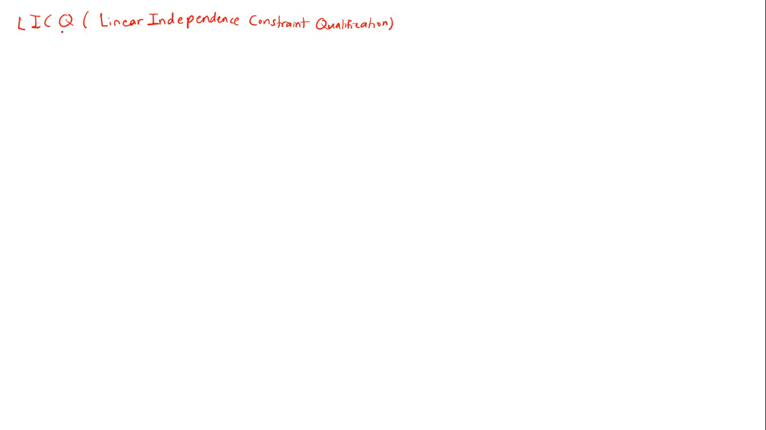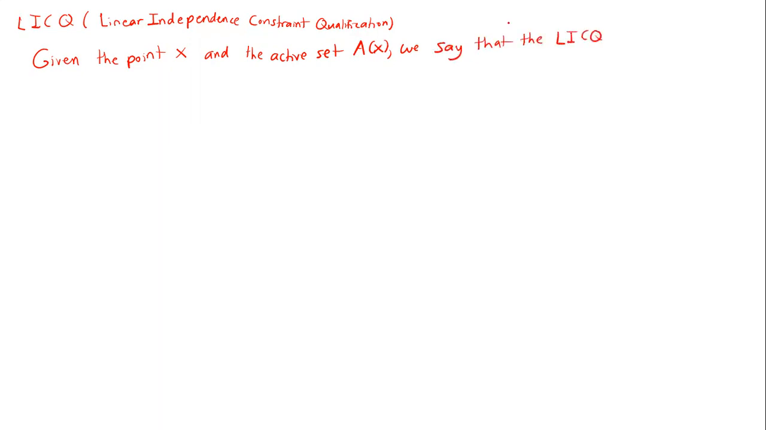And so here is the definition of that. Given the point x and the active set A of x, we say that the LICQ, linear independence constraint qualification, holds if the set of active constraint gradients, which is del Ci of x for i contained in the active set that we just defined, is linearly independent.